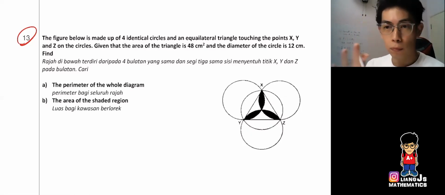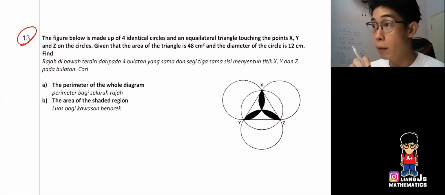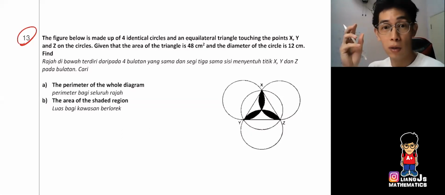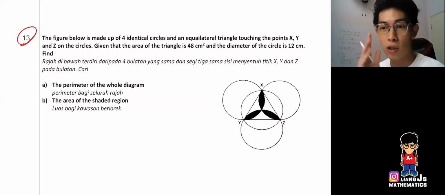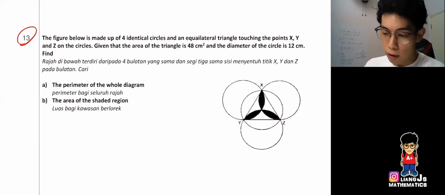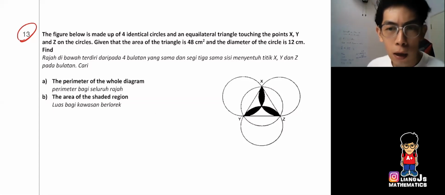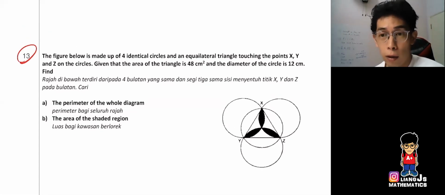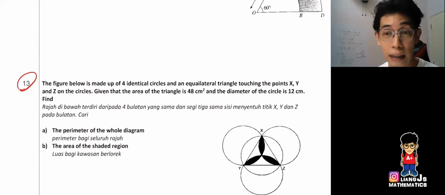Now, for question 13, I will go very deep. Listen carefully. I read the question now. Some of you might think, whoa, what is that? So I will explain using another picture on the wall. Okay, let's start question 13 now. Be careful. The figure below is made up of 4 identical circles.